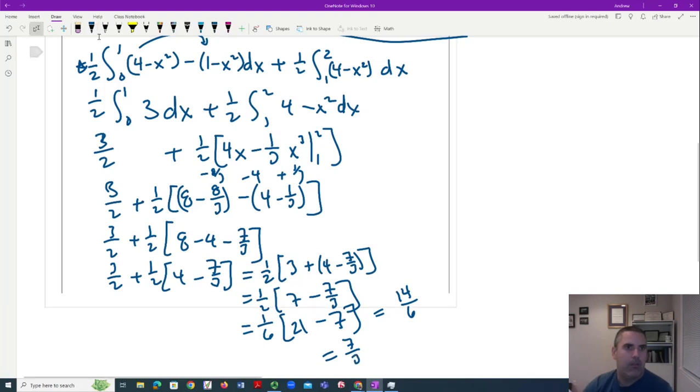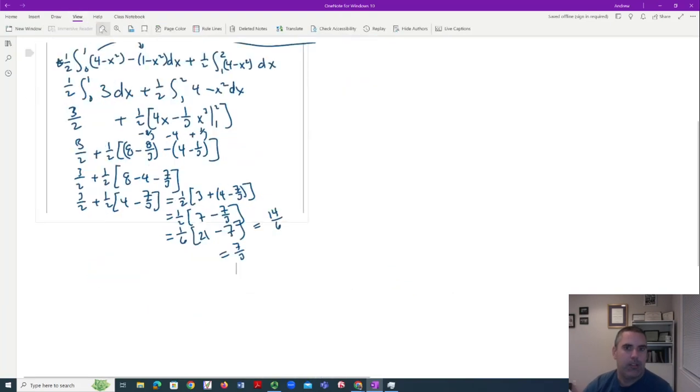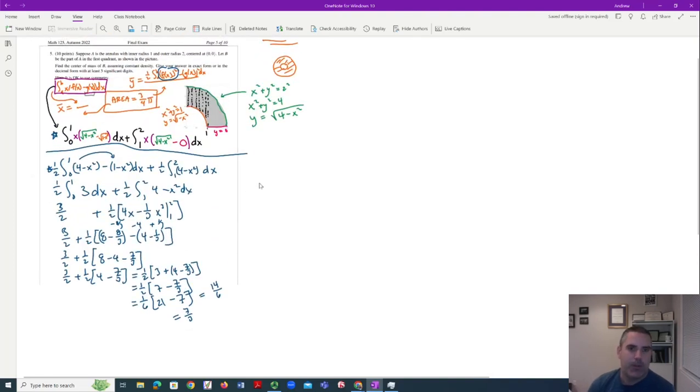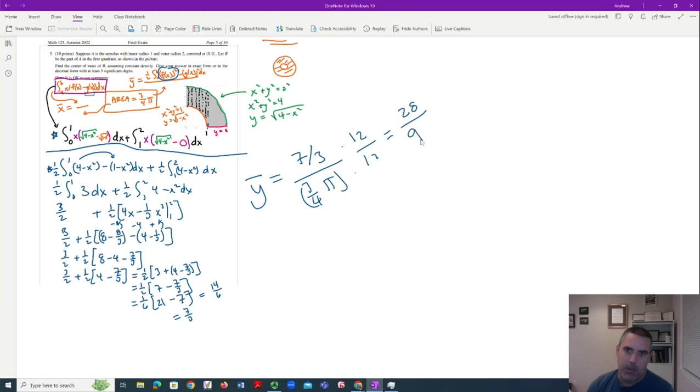Whew. Don't have to make sound effects. That's just for fun. So I'm getting y bar is 7/3 divided by the area, which is 3/4 pi. I hate fractions within fractions, so I'm going to multiply top and bottom by 12. Why 12? Because 12 will get rid of 4 and 3. So this is going to become 7 times 4, which is 28. This is going to become 9 pi.